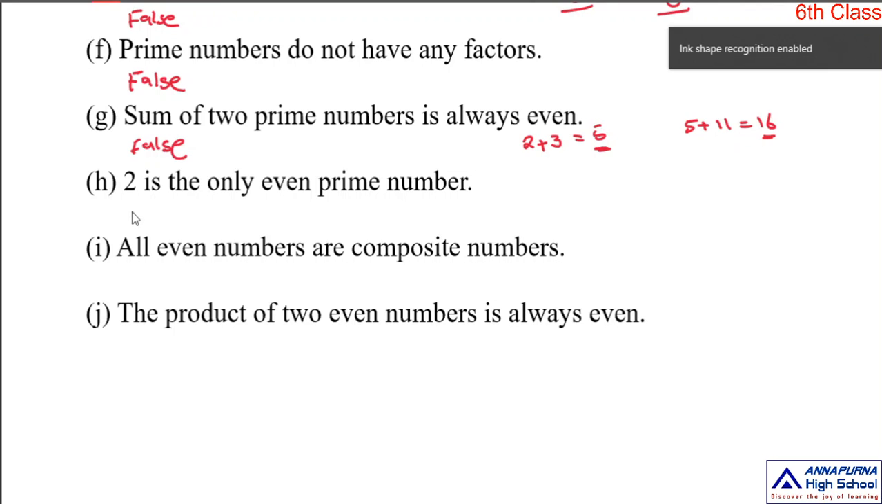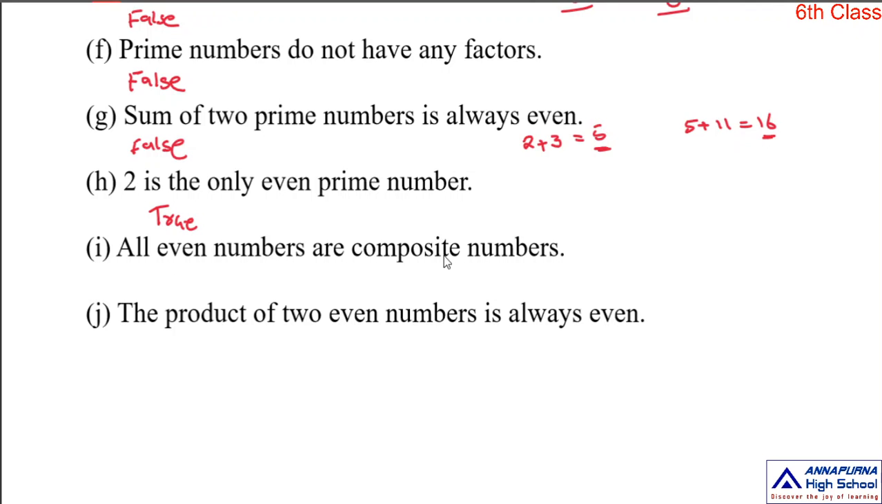Next one. 2 is the only even prime number. Yes, 2 is the only even prime number. The statement is true. The remaining prime numbers are odd numbers. That's why the statement is true.